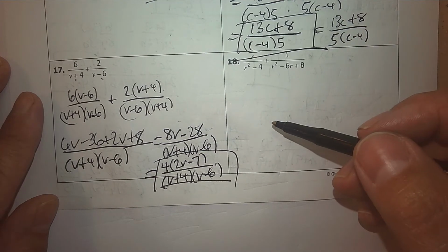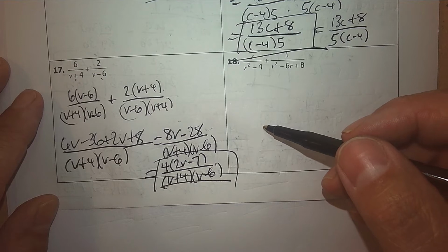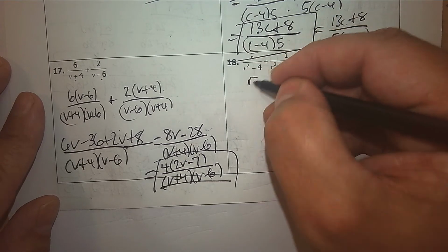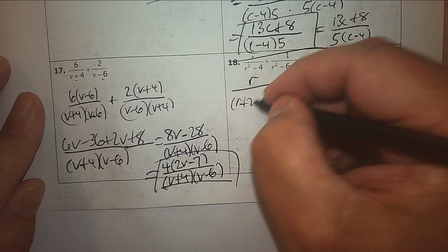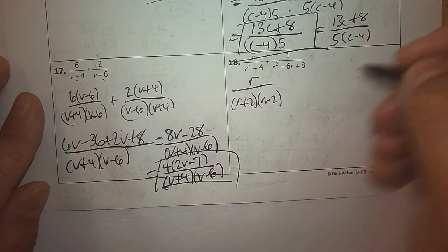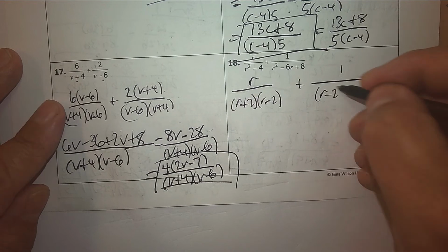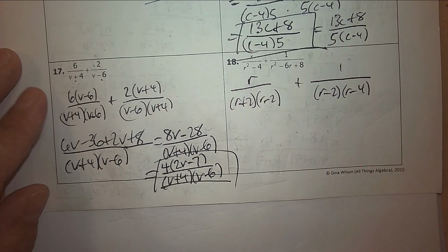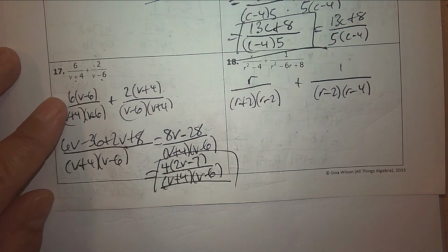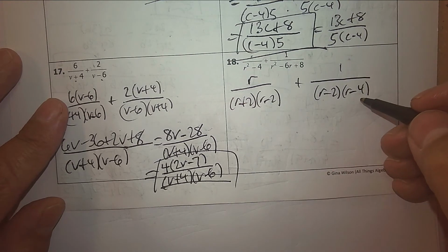Get this. So one more time. So here, I want a common denominator. So it's factorable. It's not prime. So I'm going to factor what I see. So negative 2 and negative 4, difference of squares. So we need these to be the same, the denominators.